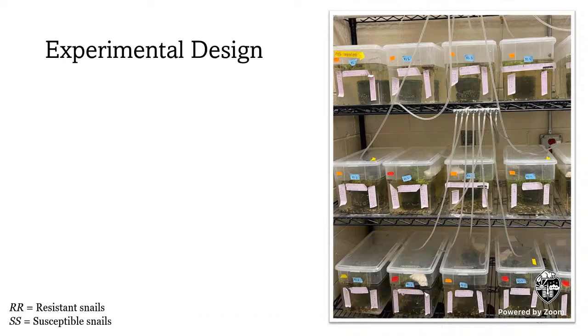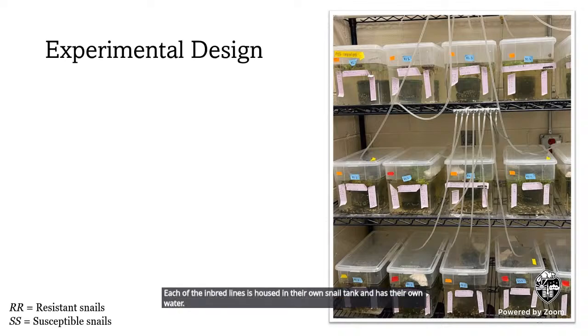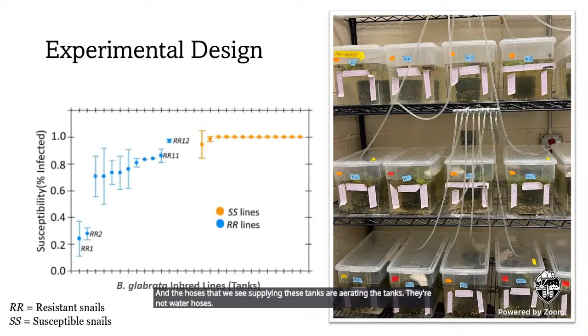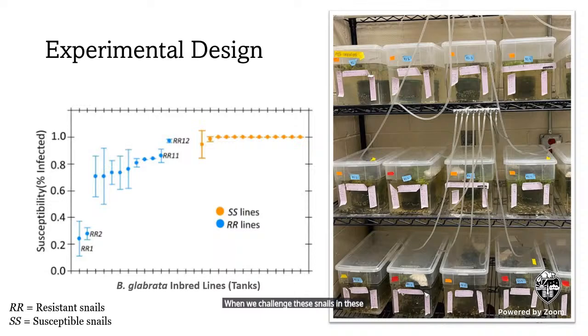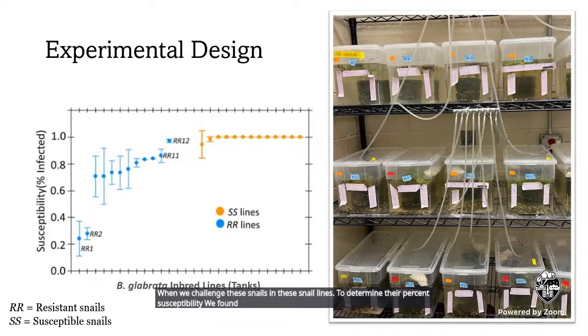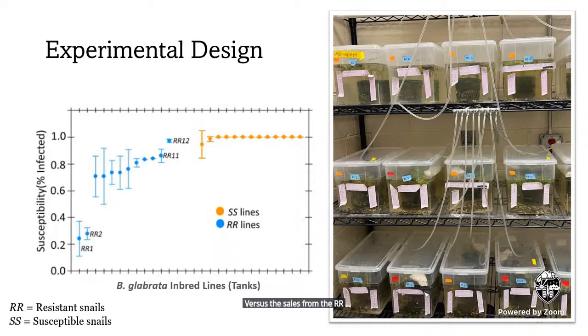Each of the inbred lines is housed in their own snail tank and has their own water. And the hoses that we see supplying these tanks are aerating the tanks, they're not water hoses. When we challenge the snails in these lines to determine their percent susceptibility, we found that the snails from the SS inbred line, shown in orange, were nearly 100% susceptible to parasite infection across the board, versus the snails from the RR inbred lines, which were a bit more variable in their response, but overall were more resistant to parasite infection.